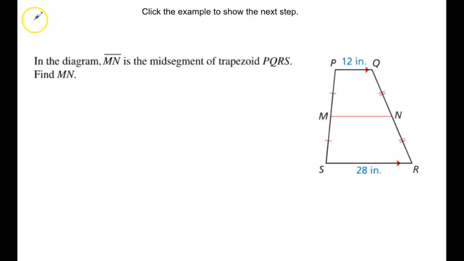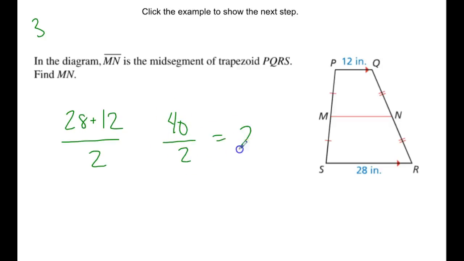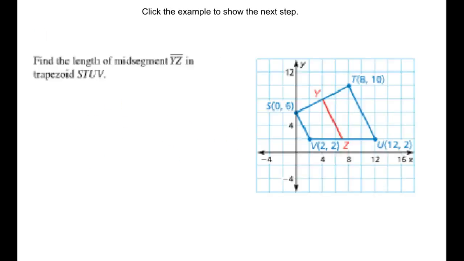So here's example number 3. So in the diagram, MN is the midsegment of the trapezoid. Find the length of MN. And I know that it's the midsegment because I see that it cuts both legs in half. Well, I know that to find the midsegment, I have to add the bases together and divide by 2. So I have 28 plus 12, which gives me 40, divided by 2, which is 20. So the length of MN is going to be 20 inches. So it's simple as that. I take both bases and I add them and then I divide them by 2.